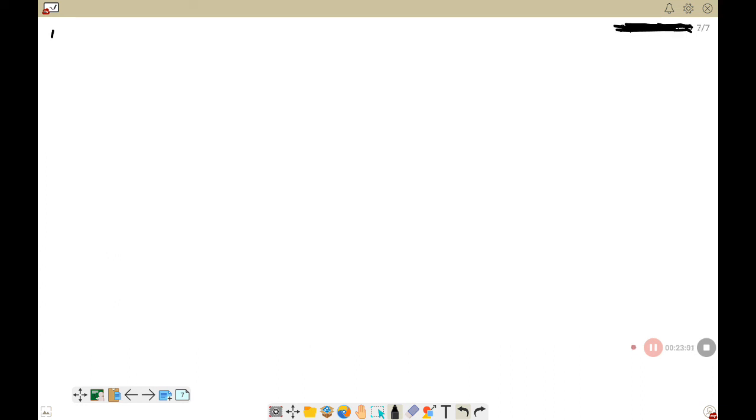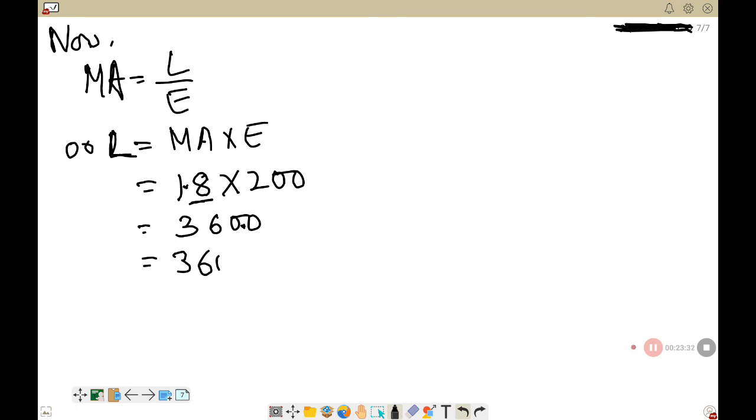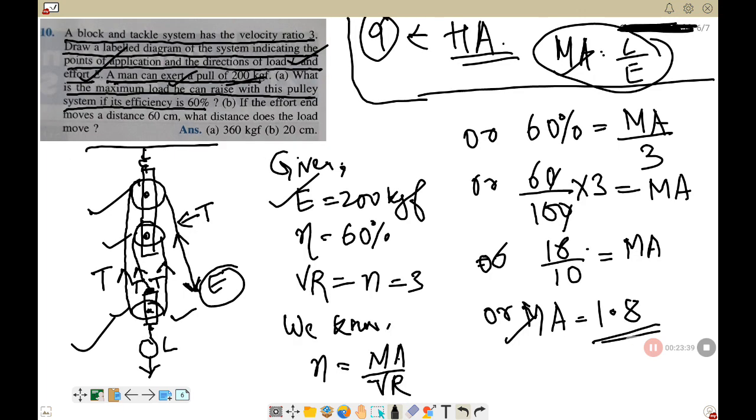Now MA equals load by effort, or load equals MA into effort. So the mechanical advantage is 1.8 into 200. That will give me 2 18s is 36 and 2 zeros, and 1 place decimal here, so my decimal will be here. So I will get 360 kgf. So this is my load. Now, for question A, we found that the maximum load this pulley system can raise is 360 kilogram force.